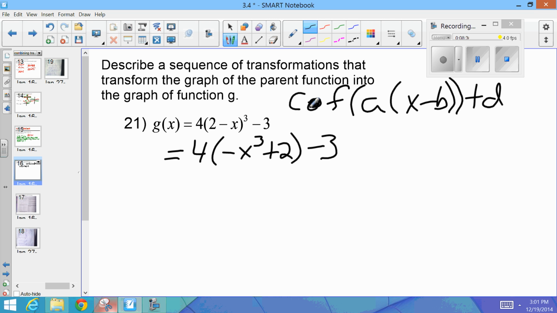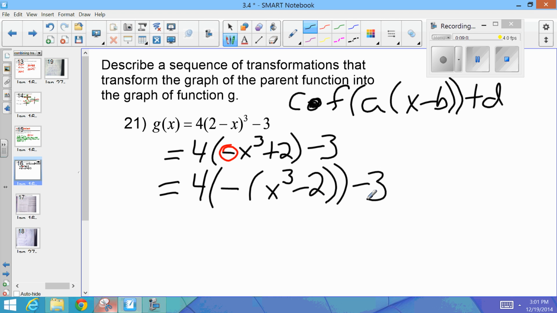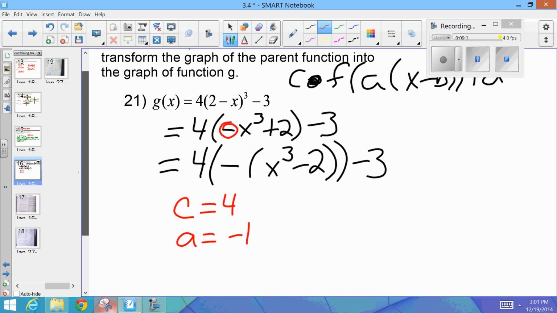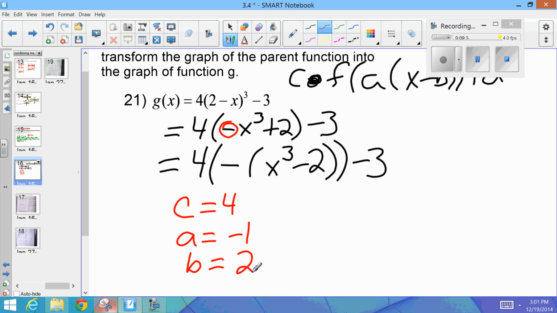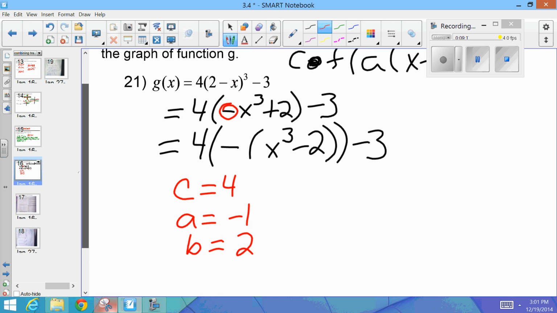Okay, in order to get it in that form, what I want to do is I want to factor out this negative. So that's going to be my A. All right. So this is going to be 4 times f of negative x cubed. x cubed divided by -1 is x cubed. 2 divided by -1 is -2. Okay, so for this problem, C is 4, A is -1, B is 2, and D is -3.